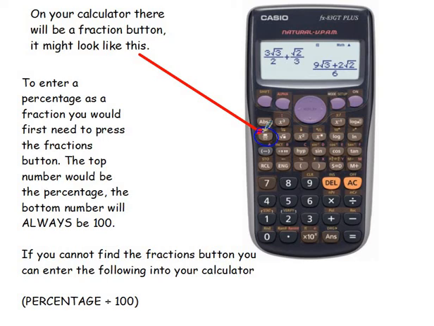But don't worry, if you can't find the fractions button, you can always enter the following into your calculator. Because if we had 15%, which would be 15 over 100, that means 15 divided by 100. So you could enter 15 divided by 100 into your calculator, ensuring that you actually put brackets around that.